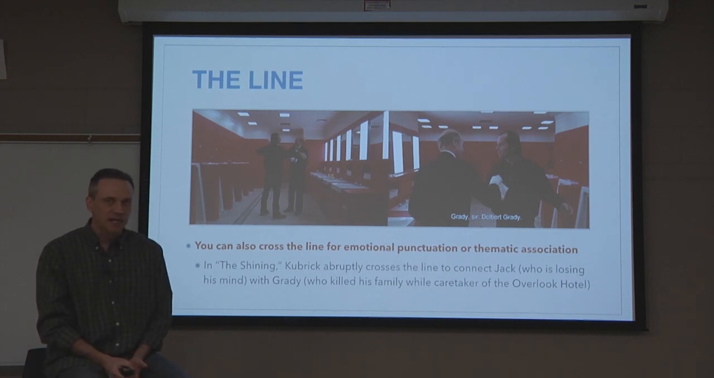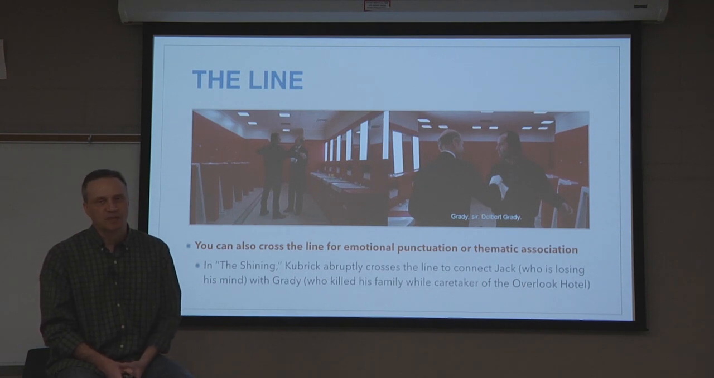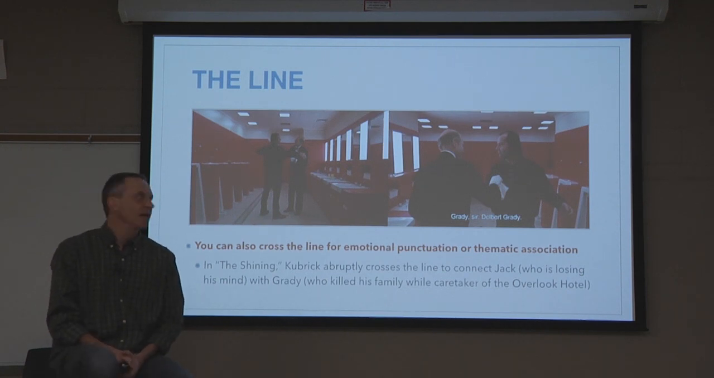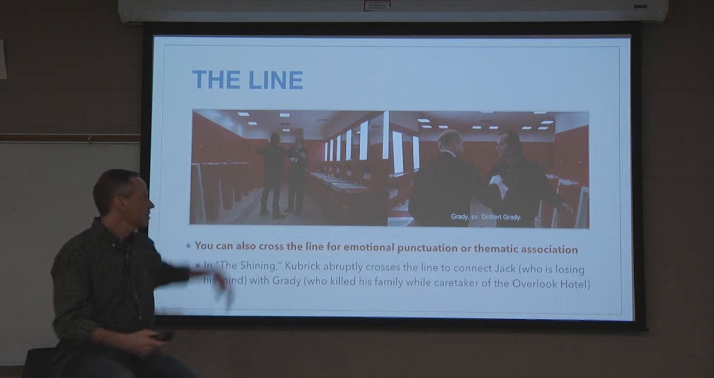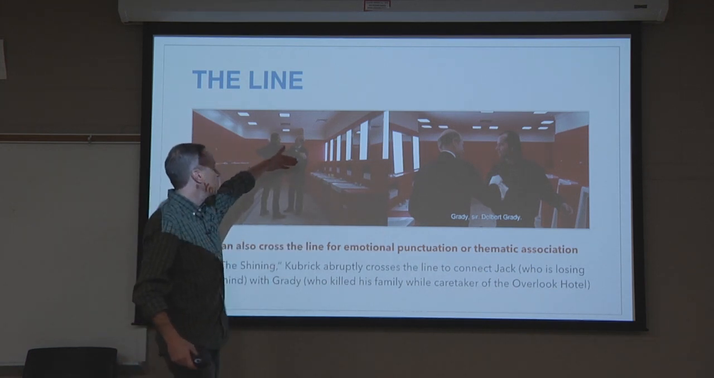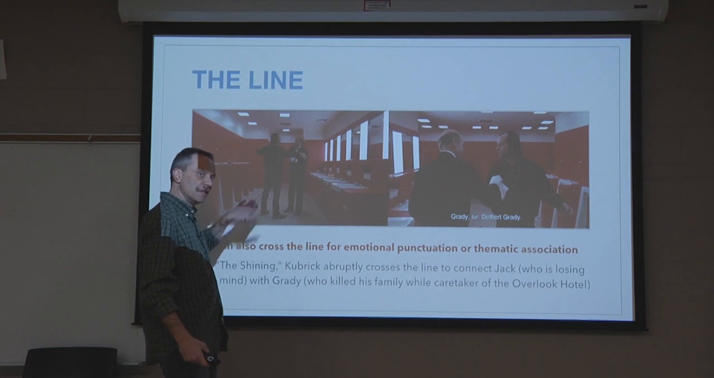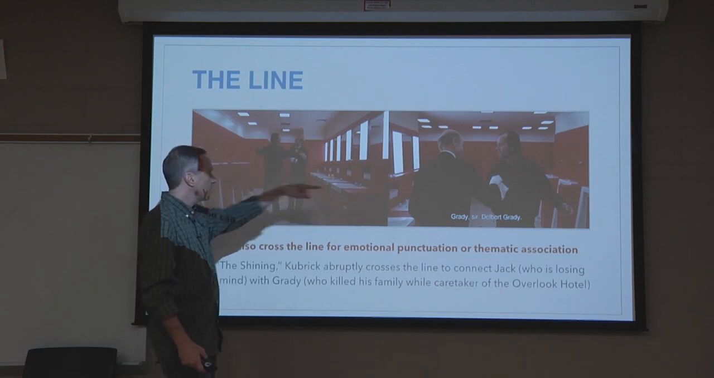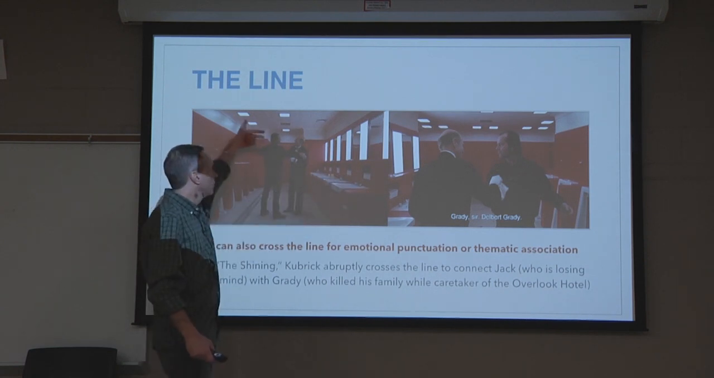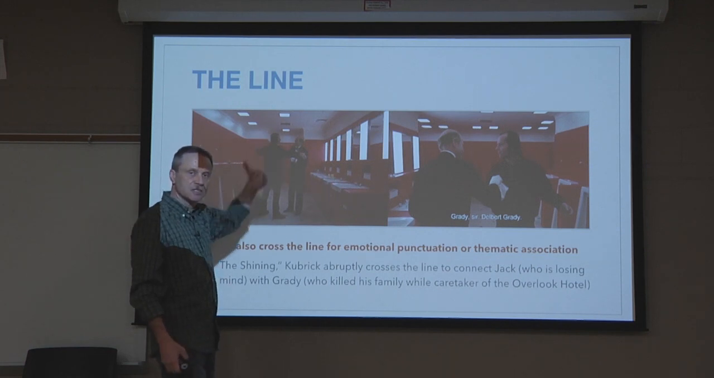Now, there are some times when you might hop the line for dramatic purposes, however. Here's a really good example from The Shining, where we have the camera clearly on this side of the line. So there's our line between the two men. Camera's on this side, and then suddenly we hop the line. Camera's on the back side shooting this way.